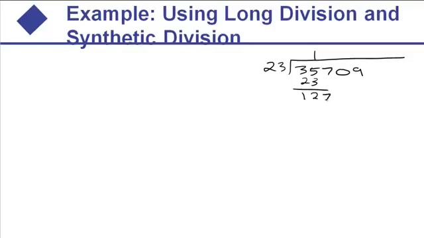So you have to bring down the next one, and now you do 23 into 127. And you go, all right, that goes in there 5 times. And then you do 5 times this. Well, 5 times this is 115. And then you repeat the process. This one minus this one, so you're left with 12.